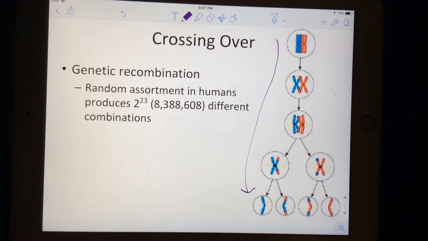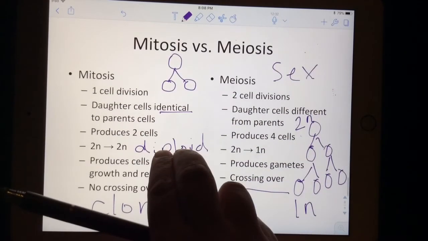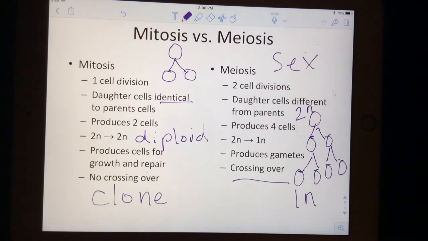Okay, so crossing over leads us then to 4 cells at the end, and they would all be haploid. Now for males, they will keep all 4, so they actually make 4 sperm. For females, it's a little bit different. We don't make 4 eggs at a time. We don't even have that many eggs. We only have a few hundred. So what happens is that some of the eggs become neutralized and then feed into another egg. They become polar bodies. So that's why that egg in that previous picture was so huge. We just suck up all the nutrients out of those.